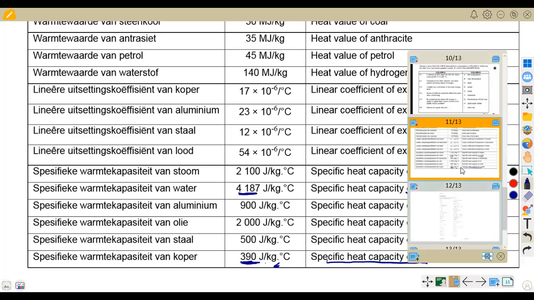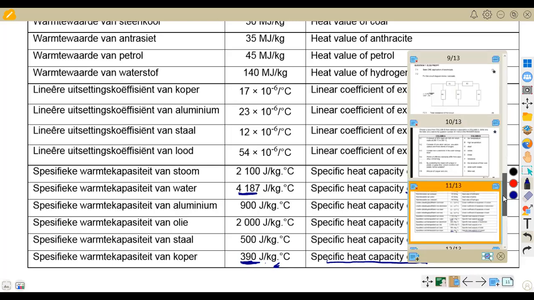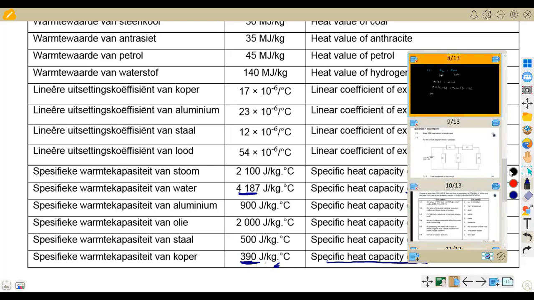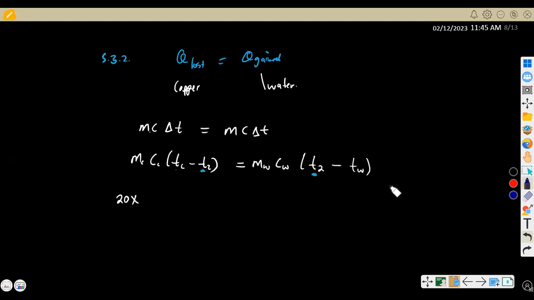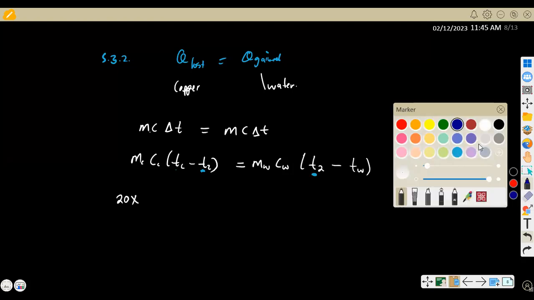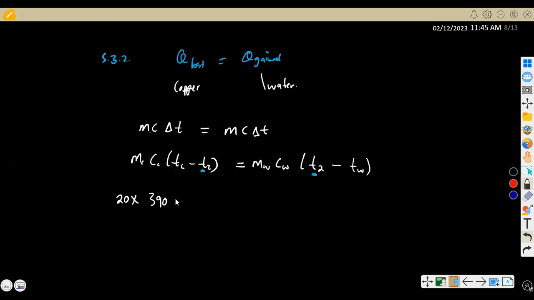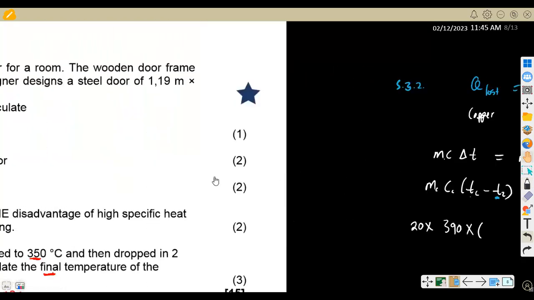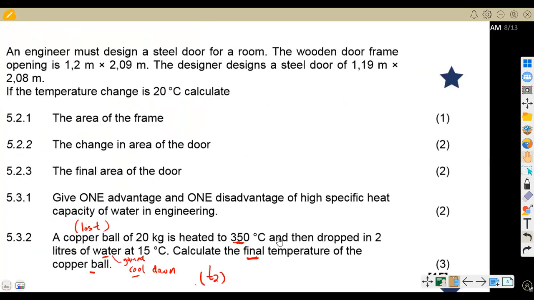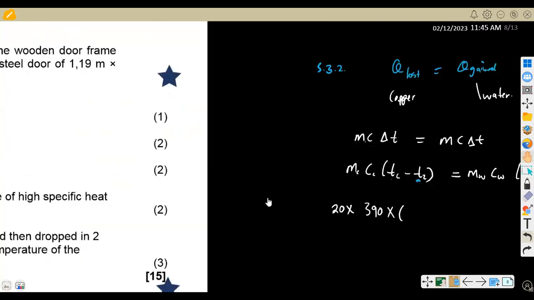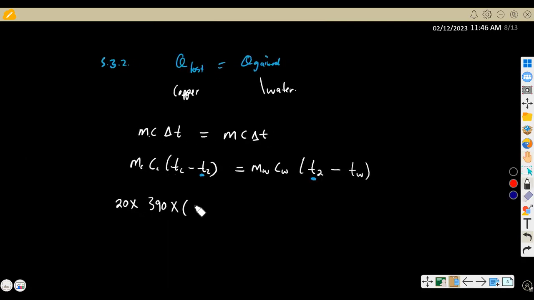All right, so let's take these values into our formula back here. So we have 390 into T copper, the original temperature for copper, the one that we are given here. It was 350 degrees Celsius. Take note, it was heated to 350, so we are going to use 350 there. So that's 350 minus T2, the final temperature, the one that we do not know.